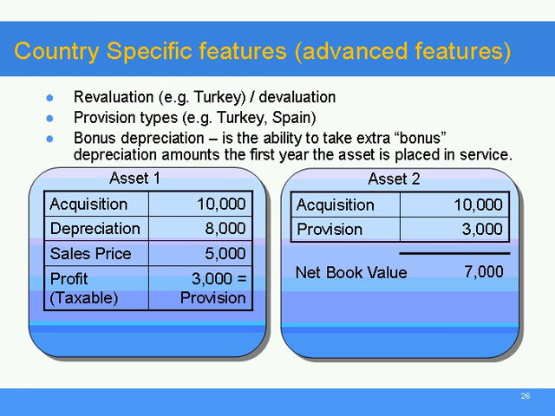See the slide country-specific features. So it's called advanced features. Larger and more complex companies may require setup of extended functionality and country-specific features. The most important of it is provision types. These are used in many countries, including Spain and Turkey. Provision types are set up in General ledger setup, Set provision types.